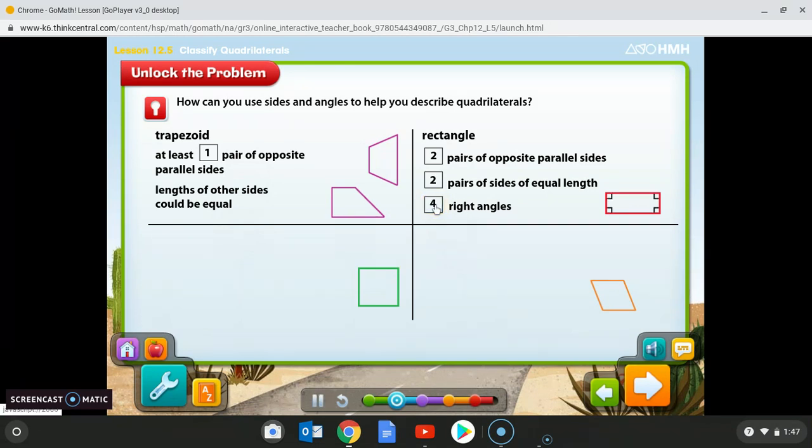So a rectangle, now that you know this is a rectangle, you know it has parallel sides, you know it has pairs of equal length. Now you know that there are 4 right angles in a rectangle.